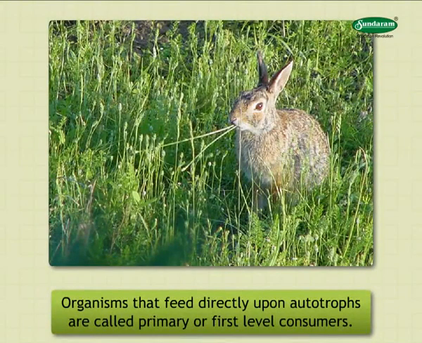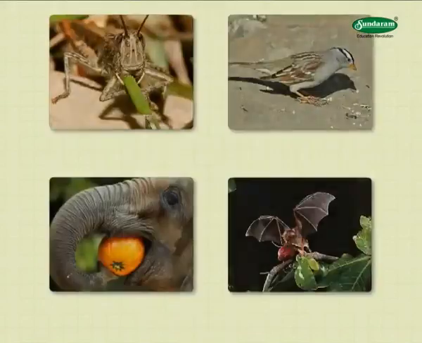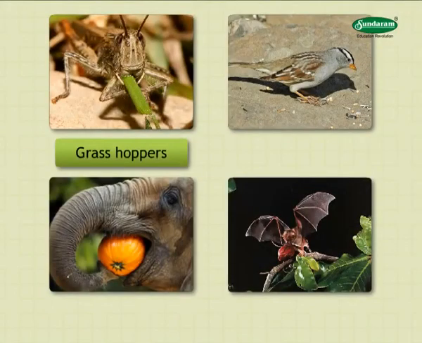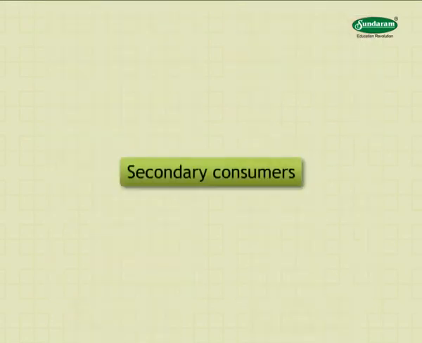A. Primary consumers. Organisms that feed directly upon autotrophs are called primary or first-level consumers. They are commonly called herbivores. Examples are grasshopper, seed-eating birds, elephants, and fruit bats, etc.